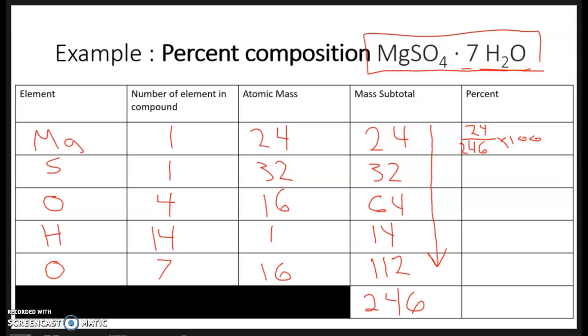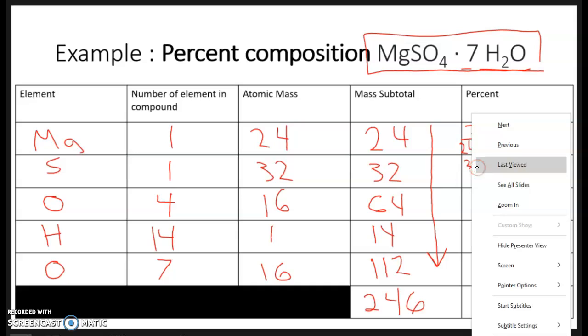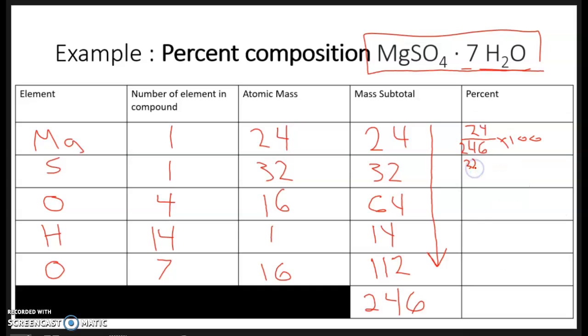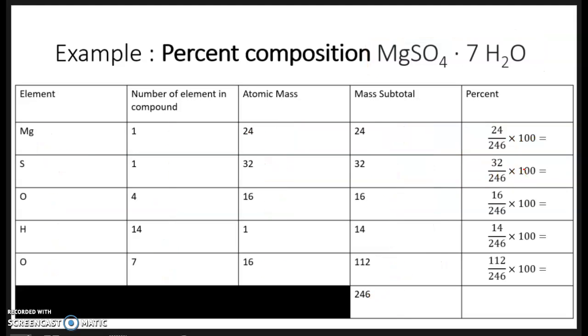The percent of sulfur is going to be equal to the subtotal of sulfur, 32, divided by 246 times 100. Okay. Now in the next slide, I have these done out. You know, if you look very carefully, this is all the same information. But now if we go to our calculators, right? 24 divided by 246 times 100, that's going to give us, we'll say 9.8.